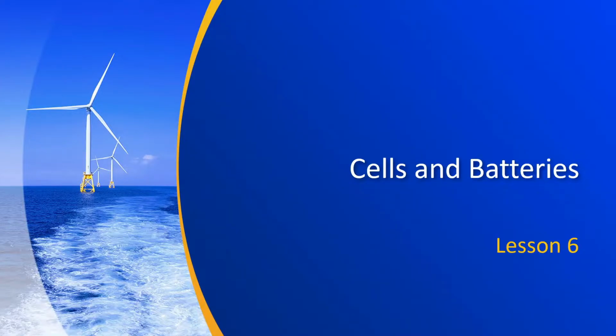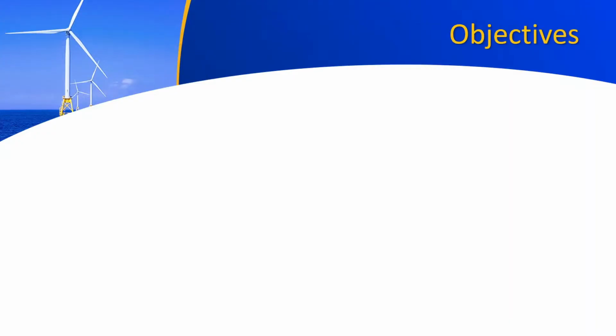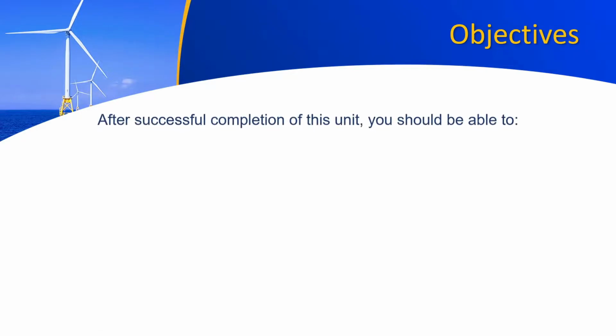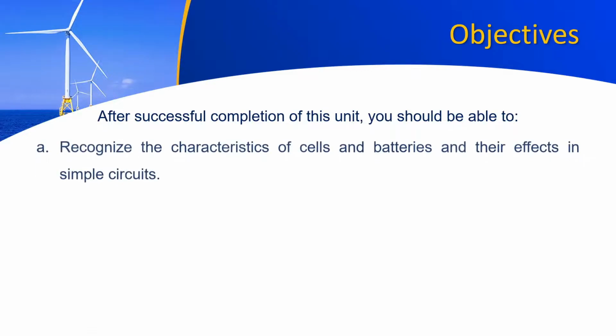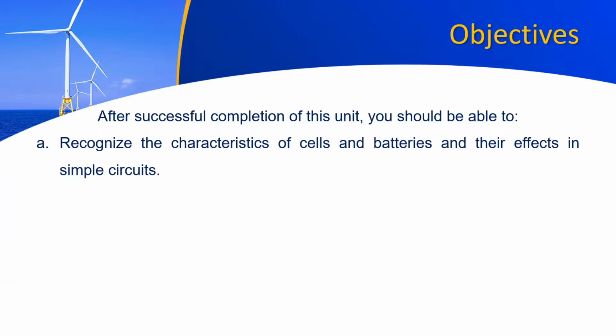Okay, so for lesson 6, ang pag-aaral natin is about cells and batteries. For the objective, after successful completion of this unit, you should be able to recognize the characteristics of cells and batteries and their effects in simple circuits. So, lahat ng ito ay pag-aaralan natin dito sa ating tutorial.